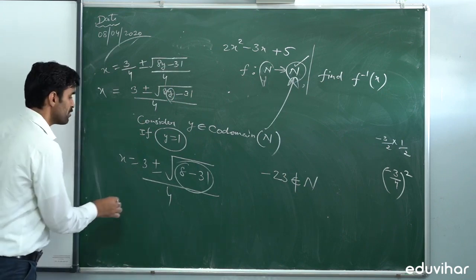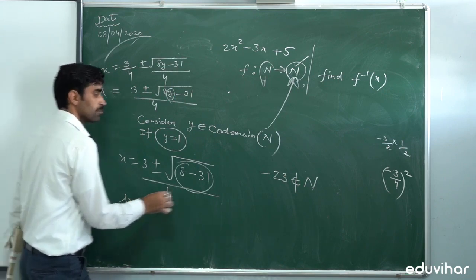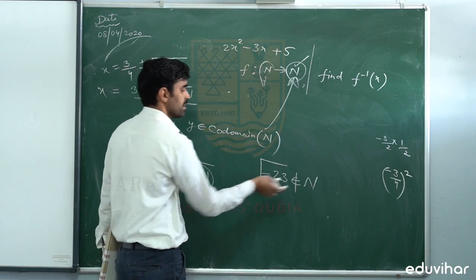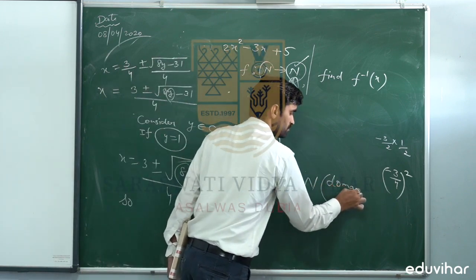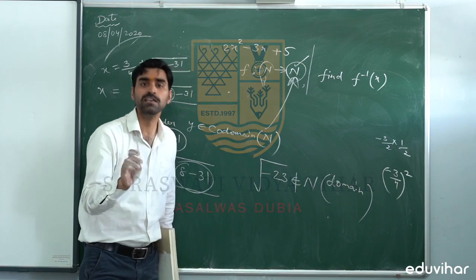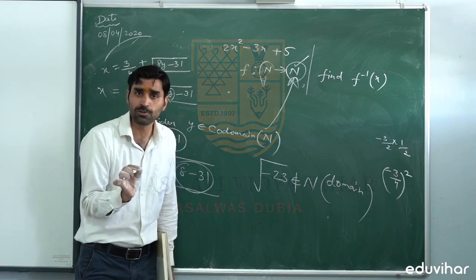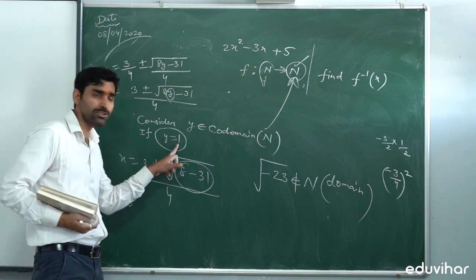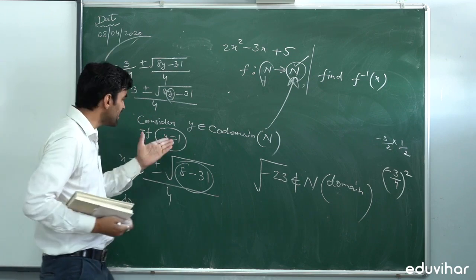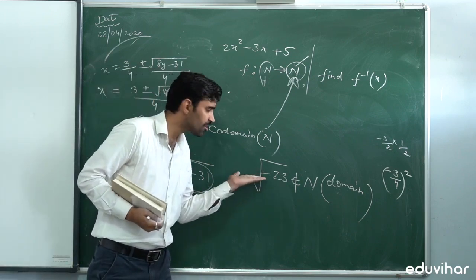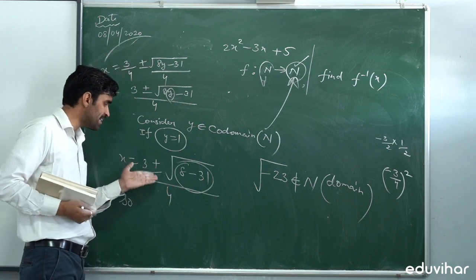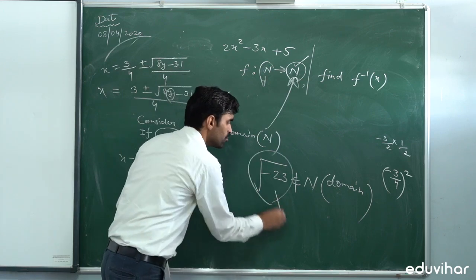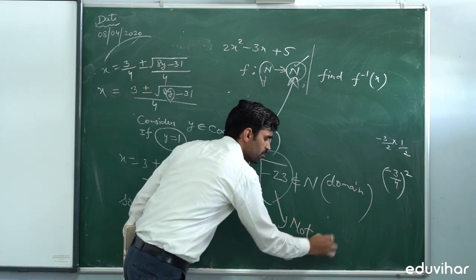So root minus 23 does not belong to the set of natural numbers. In case of onto function, every element which belongs to the codomain has its pre-image in the domain. Here we consider y equal to 1, which belongs to the codomain, but its pre-image is (3 plus minus root minus 23) upon 4, which is not a natural number. It is also not a real number.